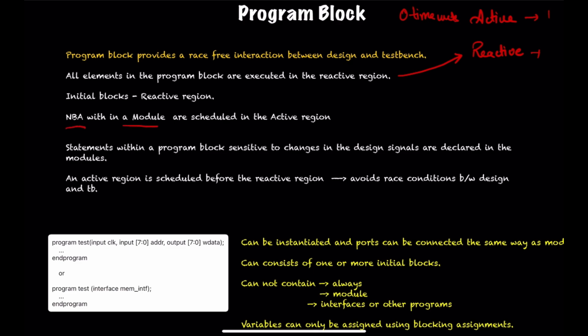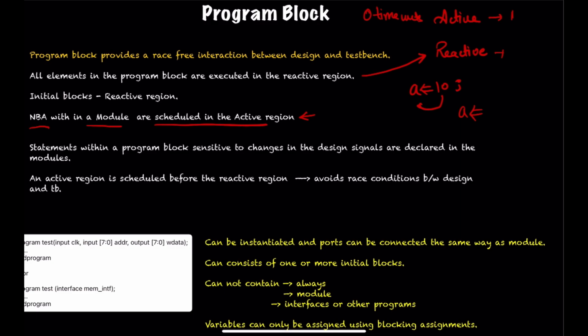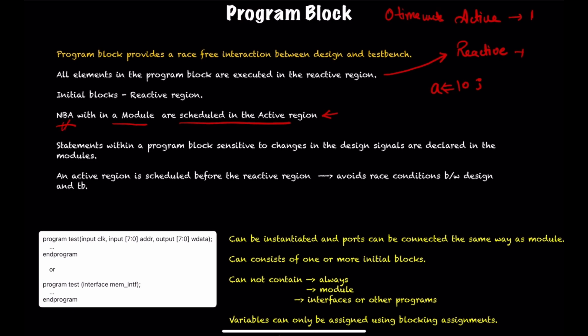Non-blocking assignments in the module are scheduled in active region. This is an example. Non-blocking assignments are scheduled in active. Suppose A equal to 10, we can see that this value of 10 will be loaded, or scheduled, in active region, but the assignment is done in reactive region. Correct? This we have studied in Verilog also, in non-blocking and blocking cases. So we can say non-blocking assignments within a module are scheduled in active region.